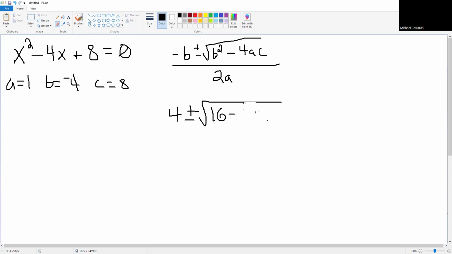And then we could probably just go further and say, okay, well, if this is going to be 32, 16 minus 32 is just negative 16. Rewrite that as just negative 16, which confirms our suspicion that this is going to be an imaginary number, because any negative under a square root is going to be an imaginary number.